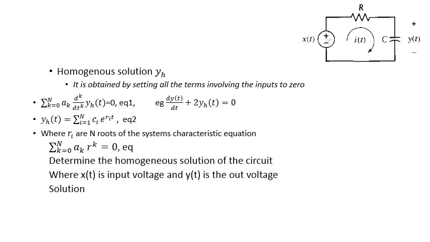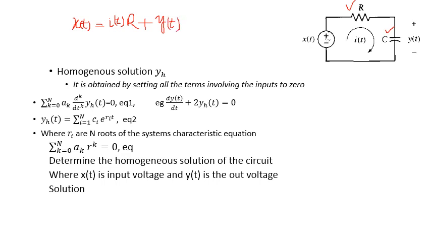So we know x of t is the input voltage, and y of t, which is taken across the capacitor, is the output, that is also voltage. So x of t is voltage, y of t is voltage, and the current flowing in this circuit is i of t, right? So we can say that x of t, which is the input voltage, is equal to the voltage drop across the resistor and the voltage drop across the capacitor. The voltage drop across the resistor is given as current times the resistance, and the voltage drop across the capacitor is y of t, right?